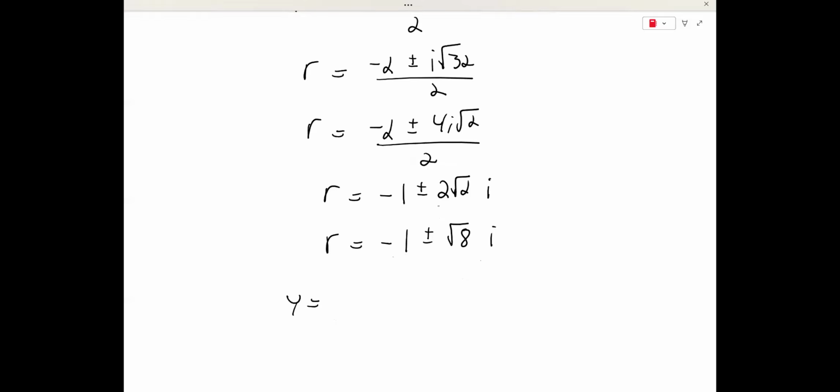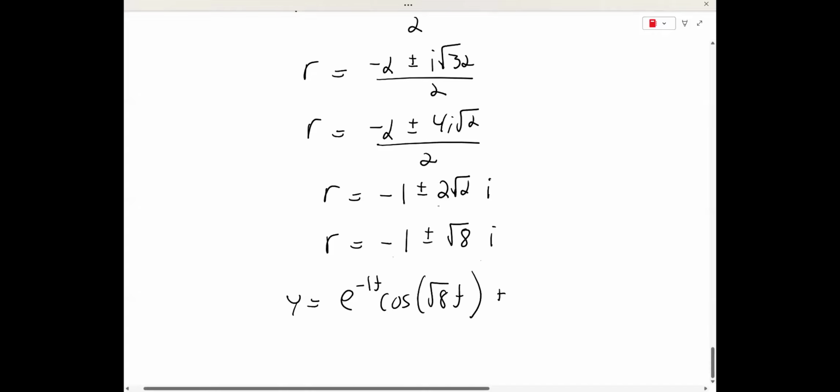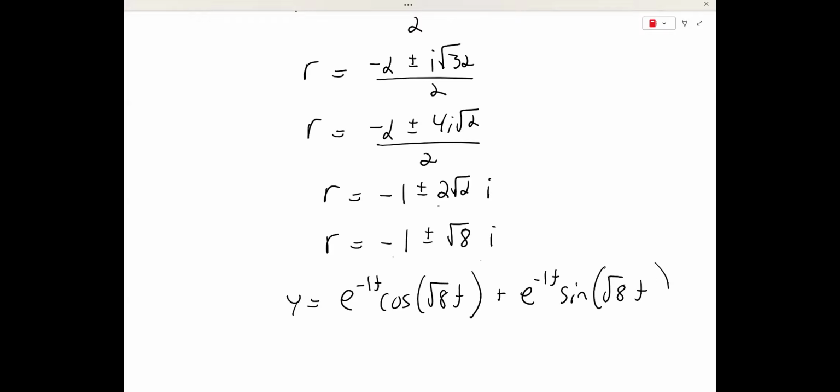Basically, you could write it like this. Let me do it like this here this time. It goes like this: e to the negative 1t cosine of square root of 8t, then e to the negative 1t sine of square root of 8t. Like that. Does that look familiar, hopefully from a homework maybe earlier?